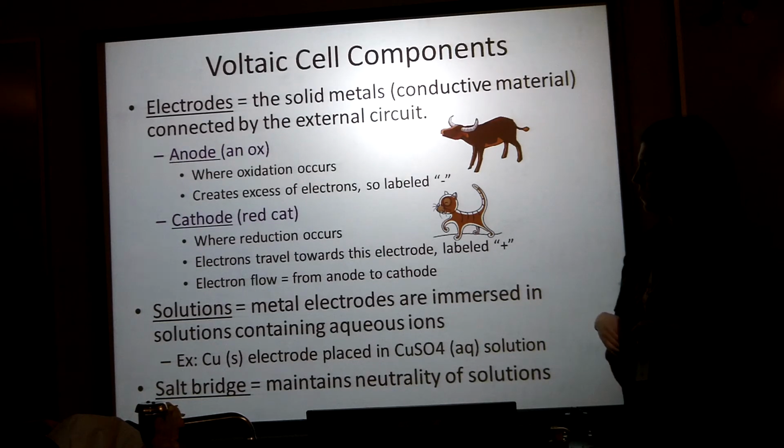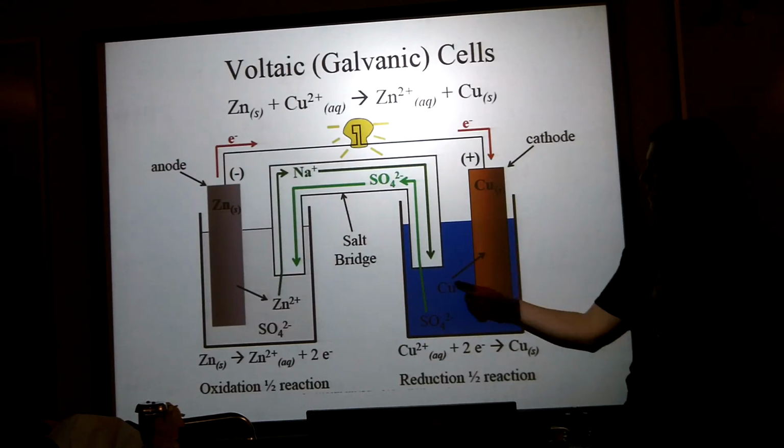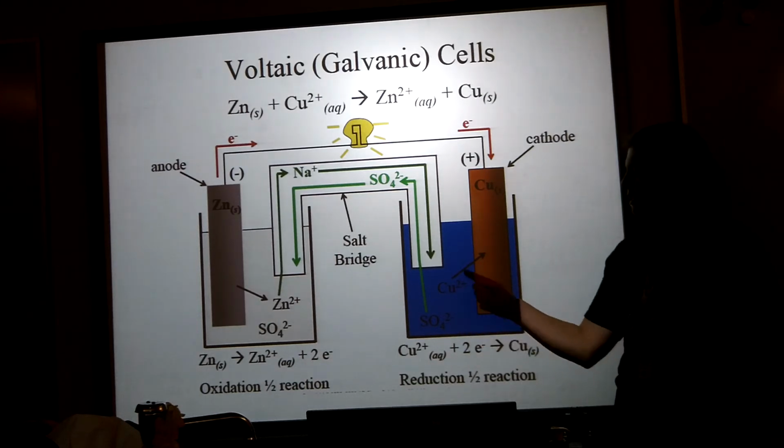Then the metal electrodes are immersed in a solution containing the aqueous version of those ions. So for example, you will see that my solid copper is immersed in a copper ion solution. And notice I've got sulfate ions in there too, because in order to get copper ions, I have to dissolve an ionic compound.